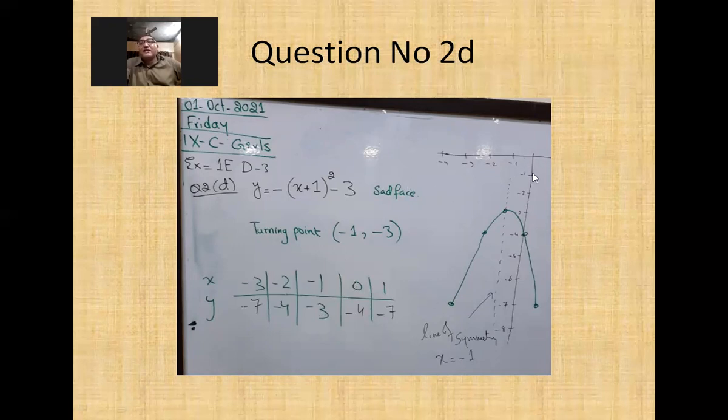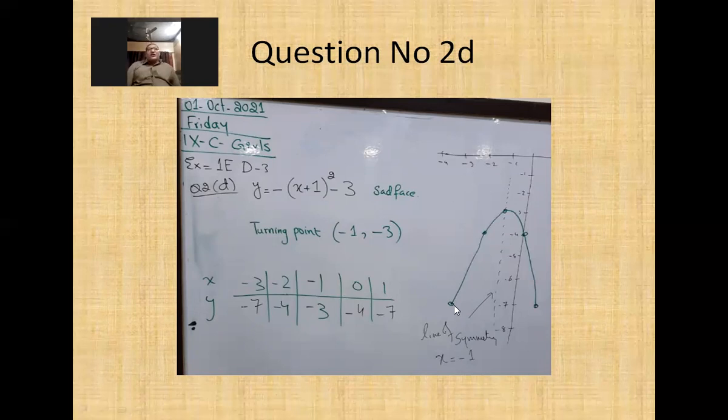Here you can see I've drawn the grid. First of all, I put the turning point, and that will be (minus 1, minus 3) here. That's the point. (Minus 2, minus 4), this is the point. (Minus 3, minus 1)... this is the point. (0, minus 4), this is the point. And (1, minus 7), this is the point. Then I will join them, and this is my parabola. This is the graph of that equation.